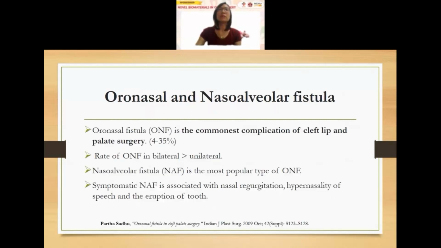So why do we have oral nasal and nasal alveolar fistula? Oral nasal fistula (ONF) is the commonest complication of cleft lip and palate surgery, from 4 to 35%. The rate of ONF in bilateral cases is higher than in unilateral. Nasal alveolar fistula is the most popular type of ONF. Symptomatic NAF is associated with nasal regurgitation, hyponasality of speech, and problems with the eruption of teeth.